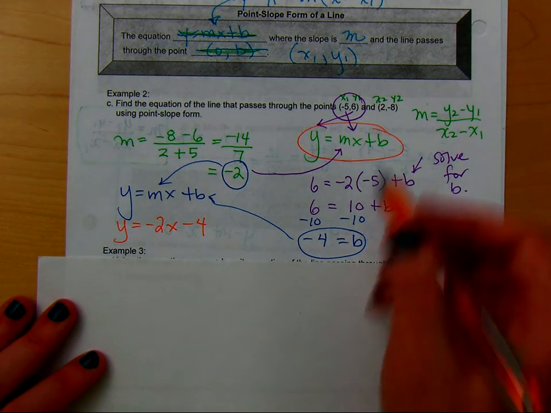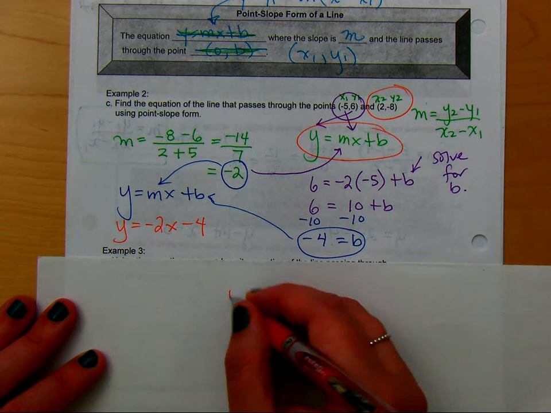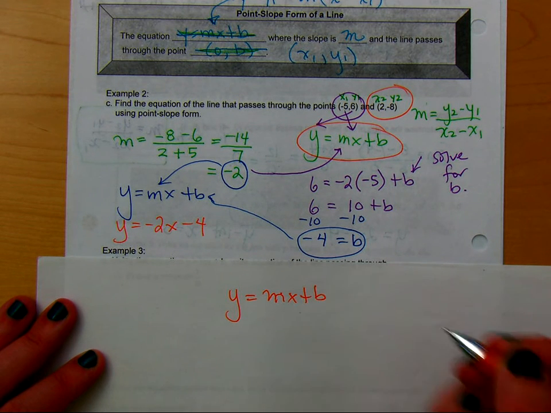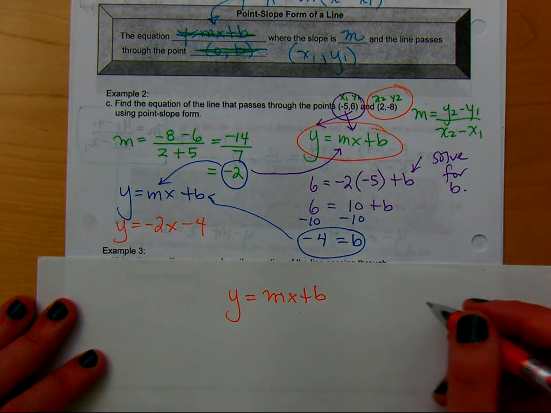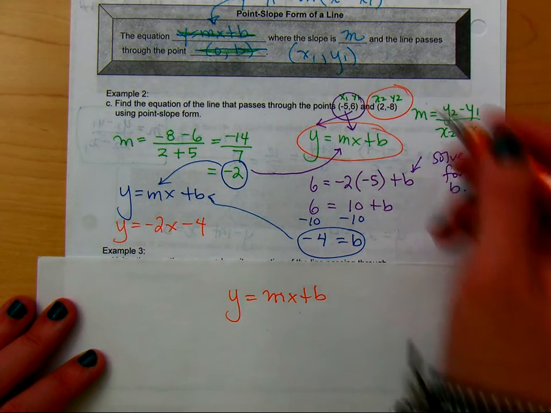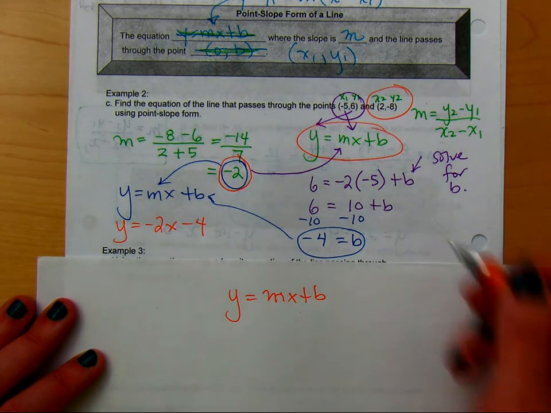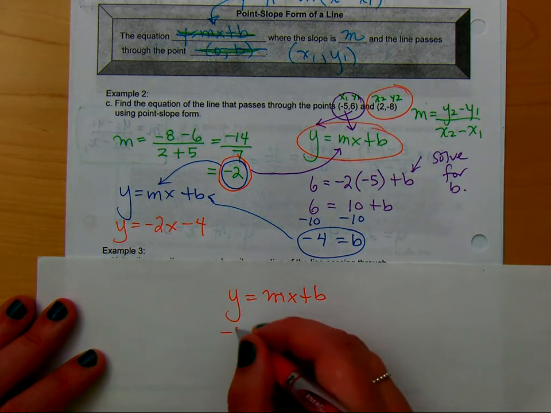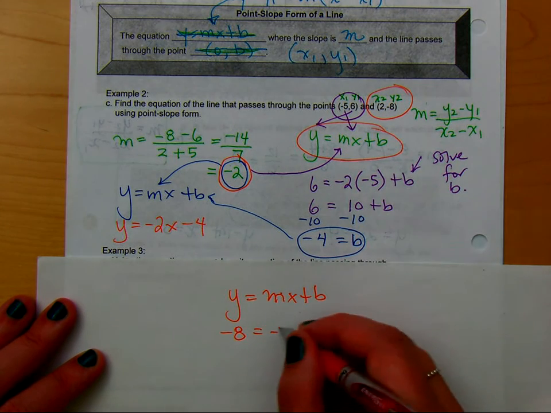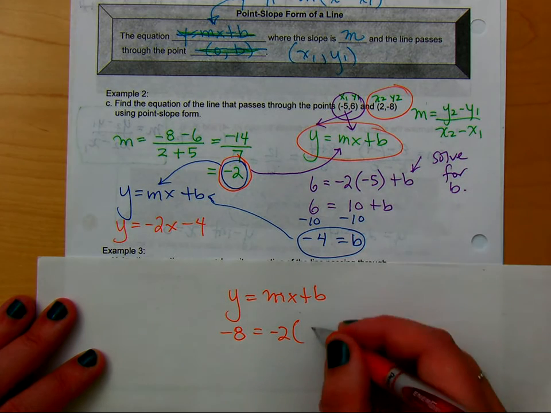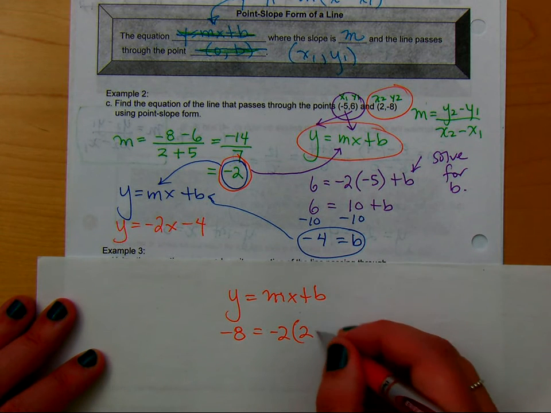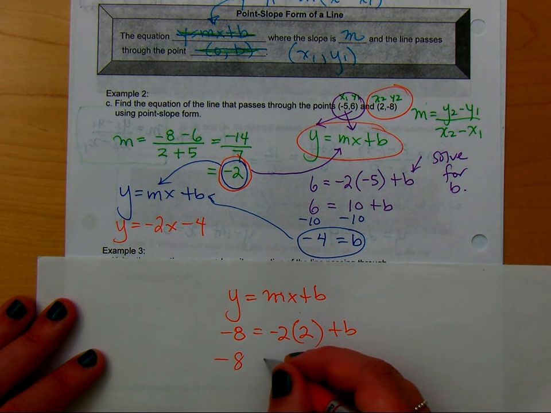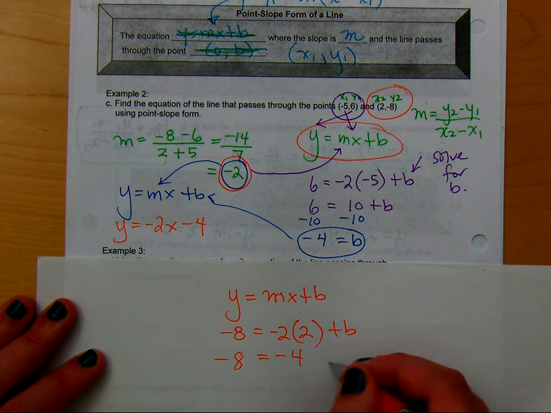So if I were to take the second point, I could go y equals mx plus b. I could have just plugged the numbers in. But I'm going to use the second set of points. I'm still going to use the same exact slope. So I have y is negative 8, m is negative 2, x is 2, and I'm going to solve for b. So I have negative 8 equals negative 4 plus b.